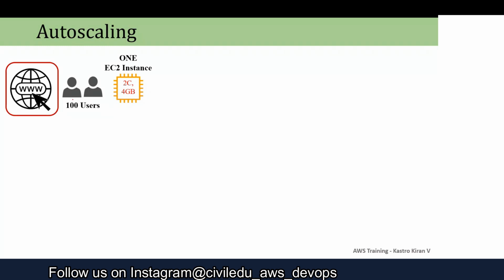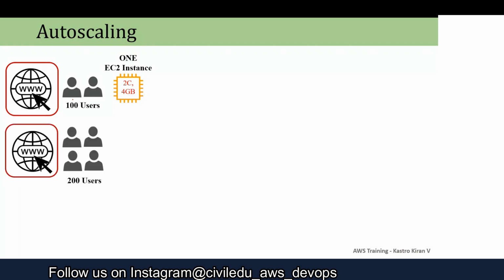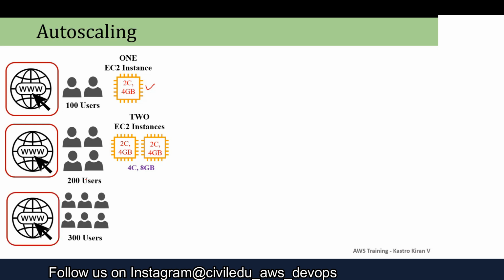Now, let's say in the second month, for the same website, the number of users has increased. Let's say 200 users. Now, what do you have to do? You know that one server is able to tackle only 100 users. Now, how many users are coming? 200 users. That means you need 2 servers or 2 instances. That is fine. Now, in the third month, for the same website, the number of users has increased. Now, what do you have to do? You have to buy one more additional server. Yes, you have bought the additional server. So this is the scenario up to the third month.